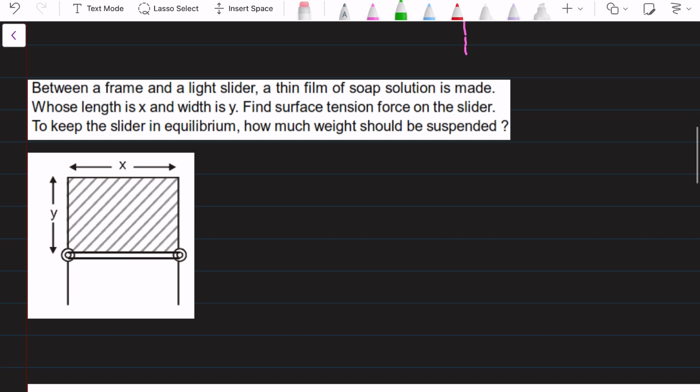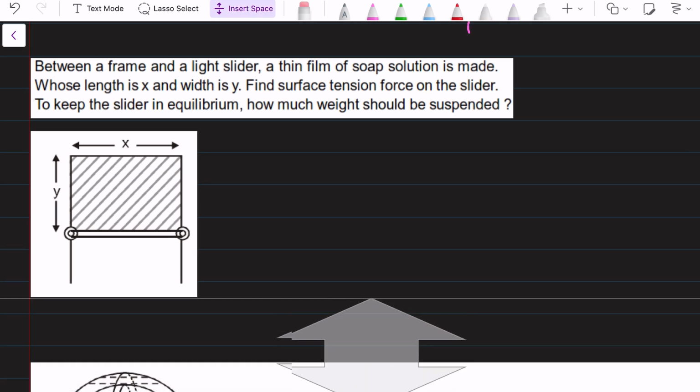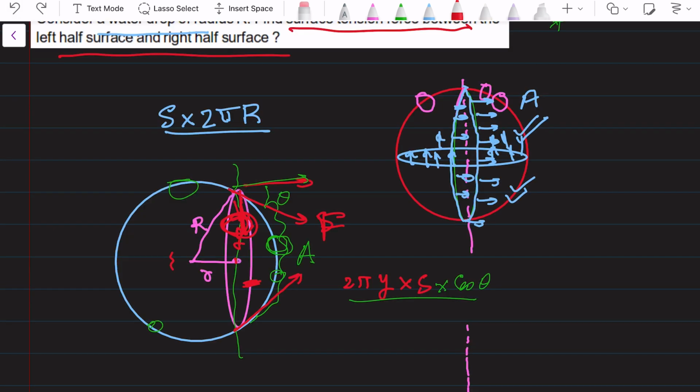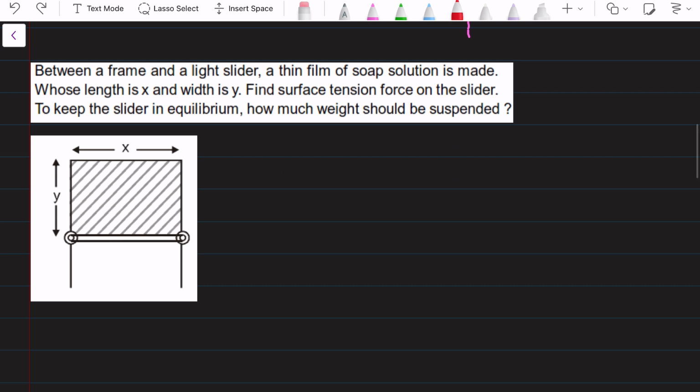Next you take a frame and a light slider. There is a frame, this U-shaped frame, and a light slider, and this is the slider. A thin film of soap solution is made. This is the soap film, whose length is x and the width is y. This is given.